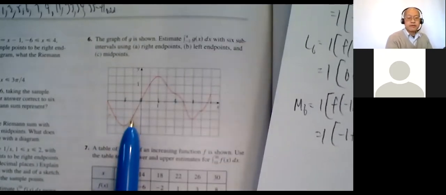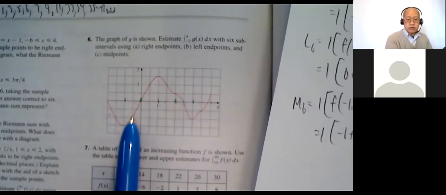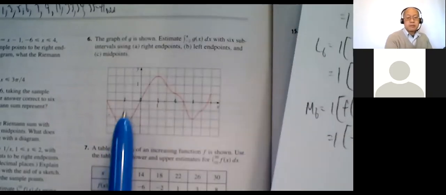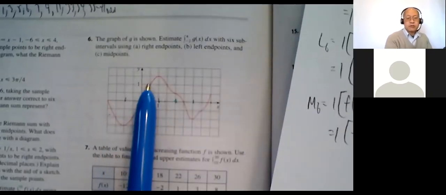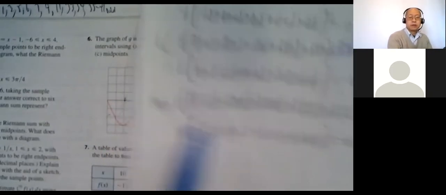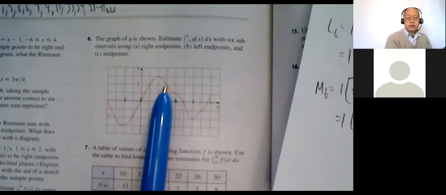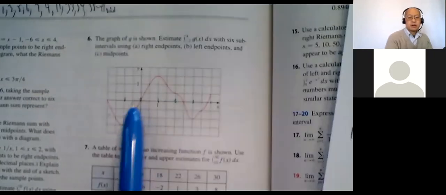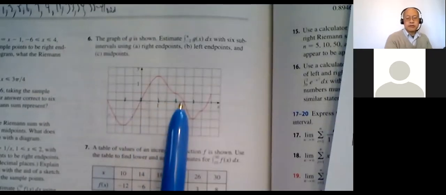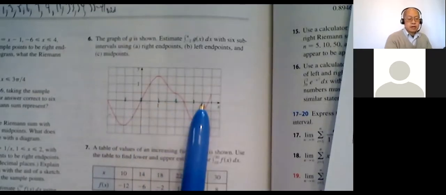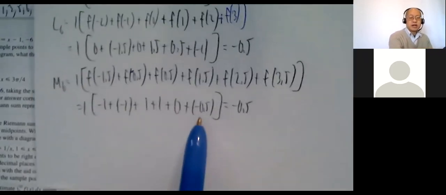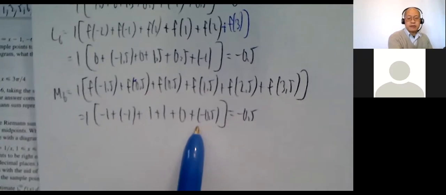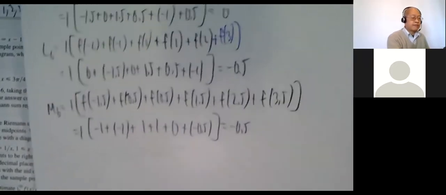Then -0.5, -1. Remember, each of these squares is half a unit. So that's also a -1. +0.5, 1. +1.5, 1. 2.5, 1, 2.5, 0. And then 3.5, -0.5. These two cancel these two, but I still have a -0.5. So the answer is -0.5.